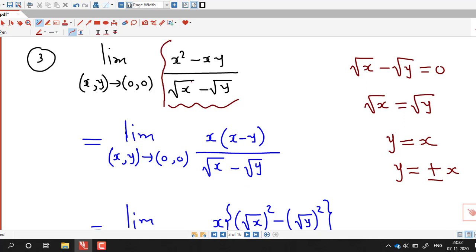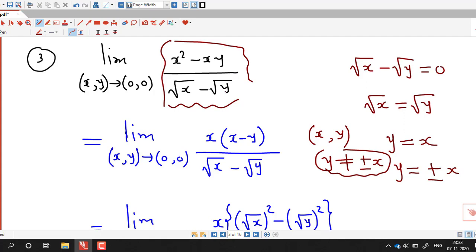So this function is continuous at every point (x, y) for which y is not equal to plus or minus x, because at this type of points this denominator becomes 0. Therefore it is not continuous at this type of points. So we see that at this point (0, 0), we have x equal to y. So we cannot put x equal to 0, y equal to 0 directly here.